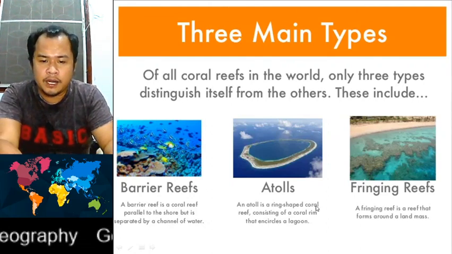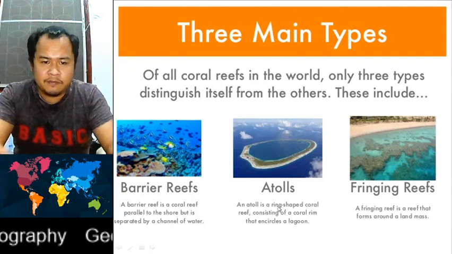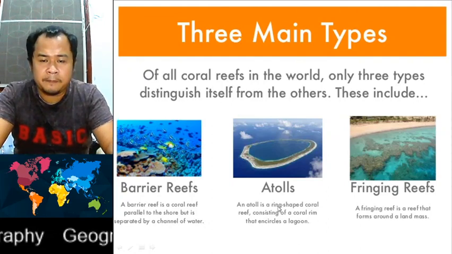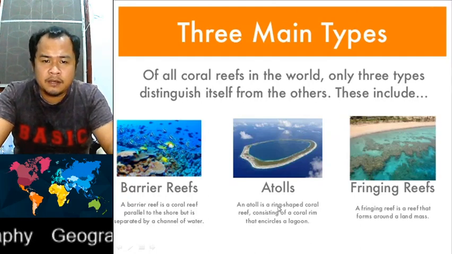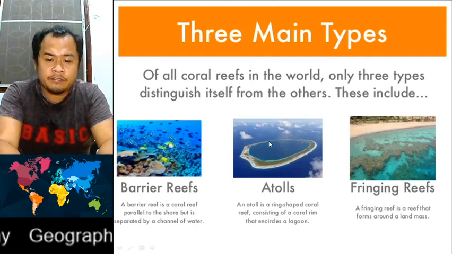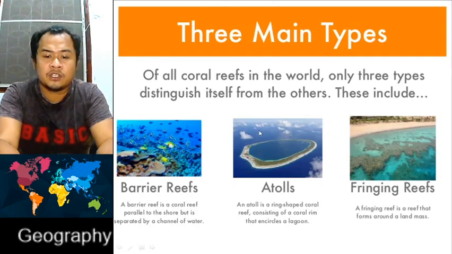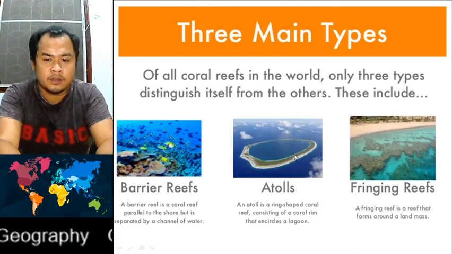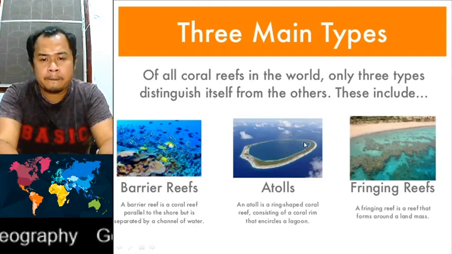While the third one is the atoll. If you look from a bird's eye view, or if you are riding a plane or a helicopter, you will see that it forms a ring, or a circular lagoon, a big body of water in between those reefs.